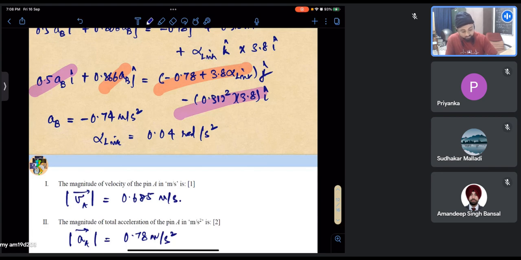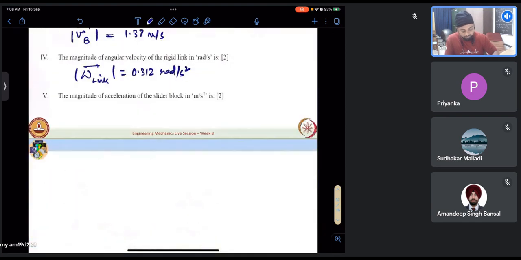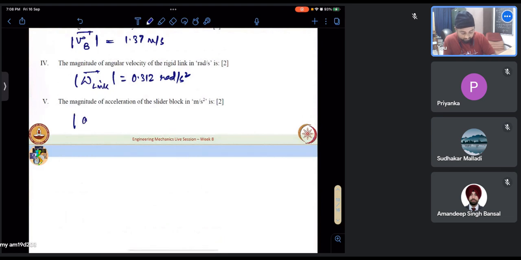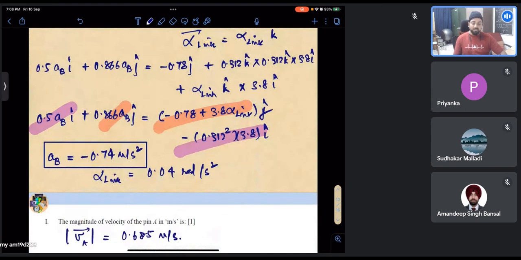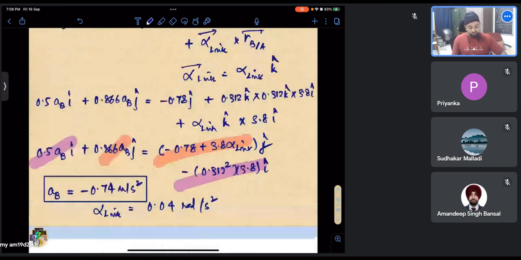AB we have got here. This is our final quantity. AB is minus 0.74, so the magnitude is asked: 0.74 meters per second squared. So this is what this analysis is about, and we have got all the quantities now.